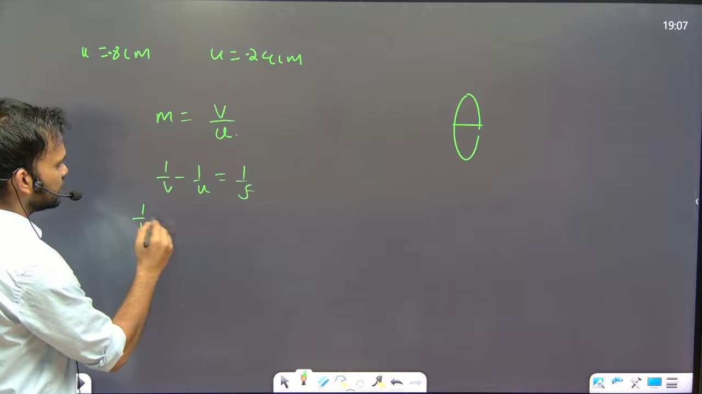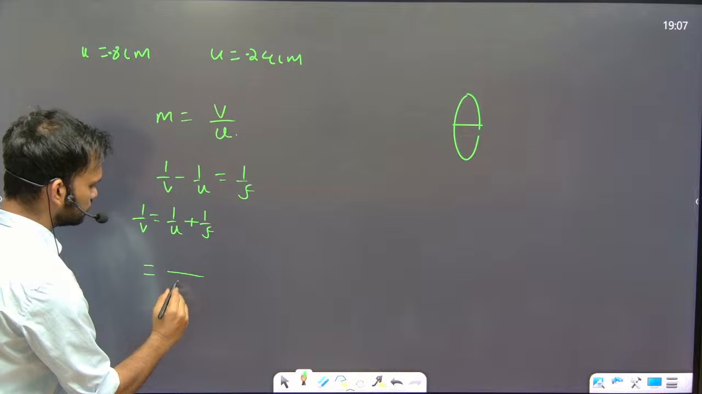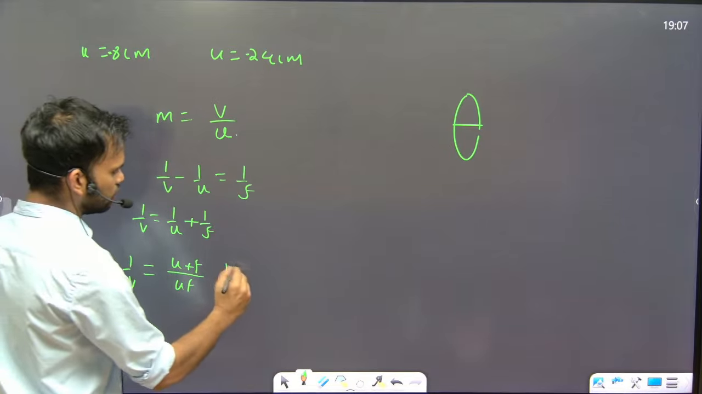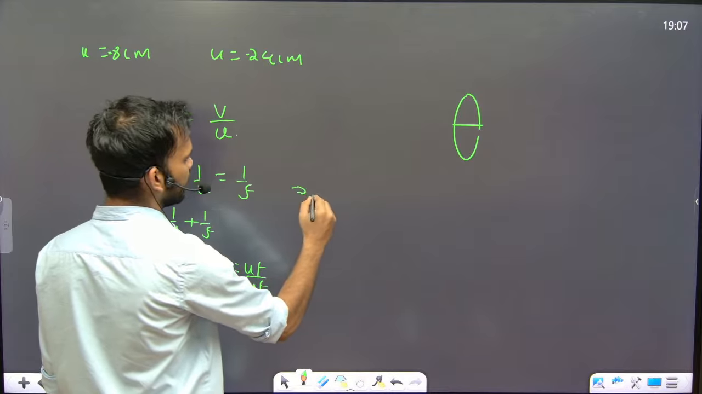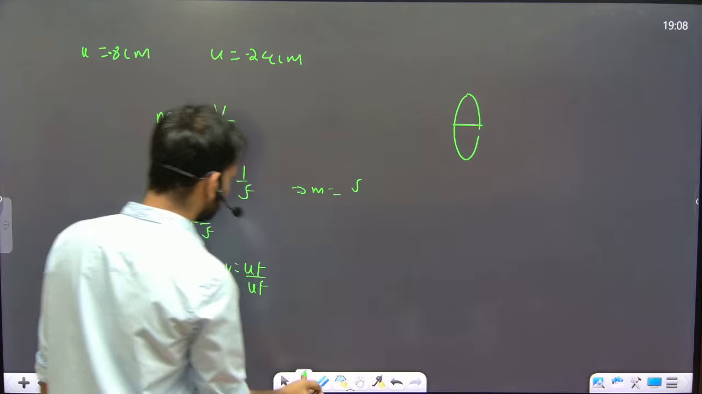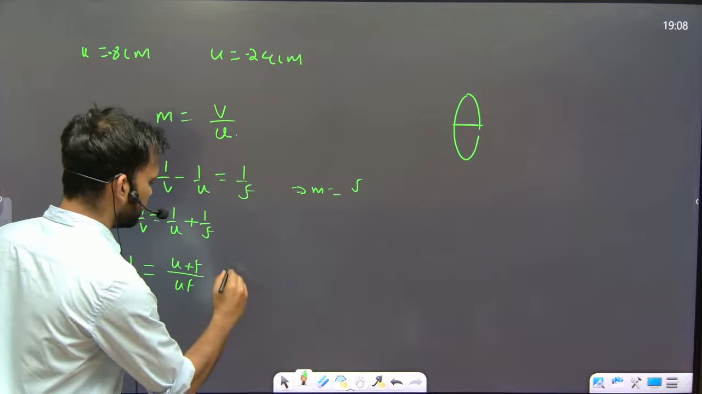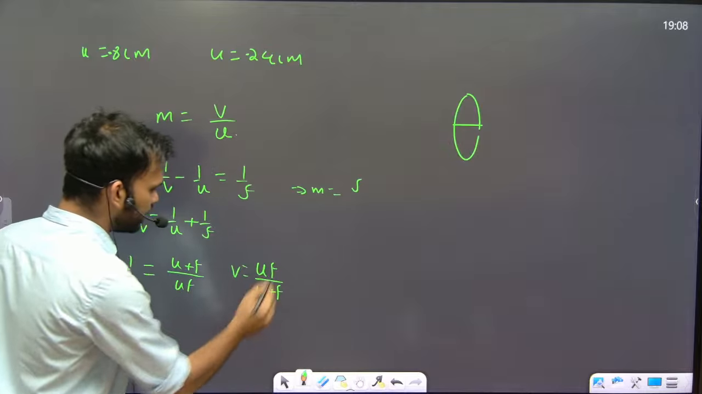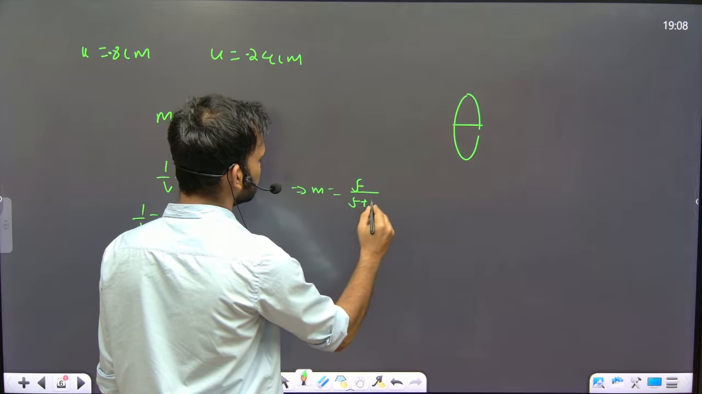So I can write 1 by V is equal to 1 by U plus 1 by F. So we take the LCM: UF, U plus F. You know the formula already, right? So V is equal to UF by U plus F, which implies V by U, the magnification. This formula we know already directly. So V is equal to UF by U plus F, and V by U becomes M, which is F by F plus U.